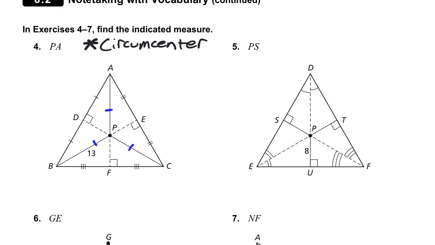So I'm going to put in those congruent marks right there. Now, it just so happens, if I put those congruent marks in there, if PB is 13 and I want to find PA, which is right here, they're going to be congruent with each other. So that means PA is also worth 13.